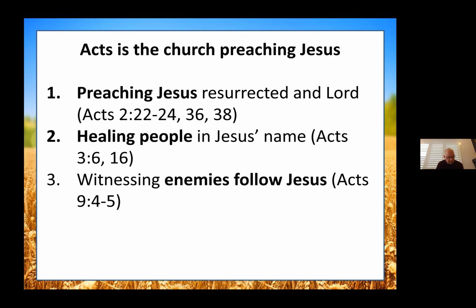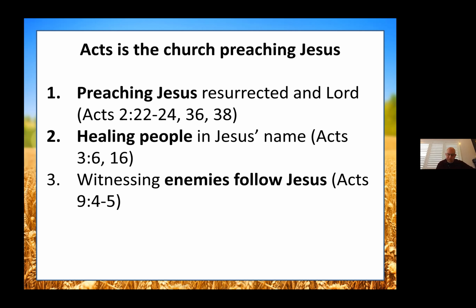And in Acts 2, verse 22, this is what Peter says. Men of Israel, listen to these words. Jesus the Nazarene, a man attested to you by God with miracles and wonders and signs, which God performed through him in your midst, just as you yourselves know. This man, God delivered over by the predetermined plan and foreknowledge of God, you nailed to a cross by the hands of godless men and put him to death. But God raised him up again and put an end to the agony of death, since it was impossible for him to be held in its power.